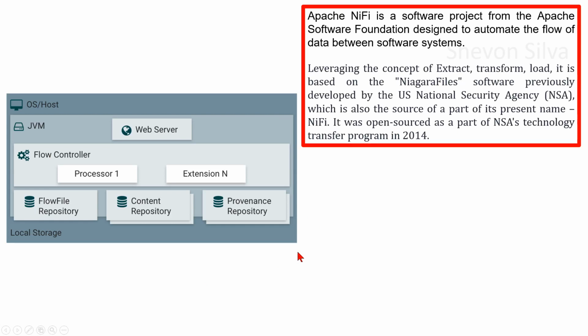Apache NiFi is a software project from Apache Software Foundation designed to automate the flow of data between software systems. Leveraging the concept of extract, transform, load, it is based on the Niagara Files software previously developed by the US National Security Agency, NSA, which is also the source of a part of its present name, NiFi. It was open sourced as a part of NSA's technology transfer program in 2014.